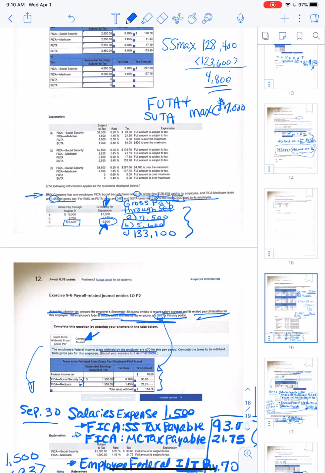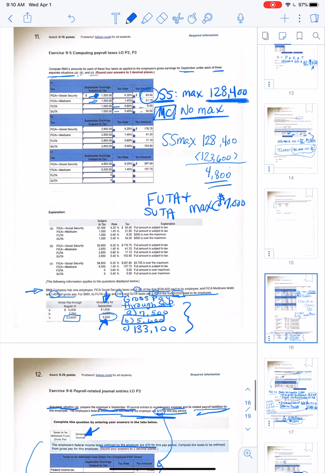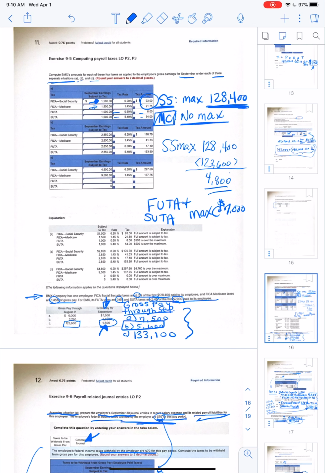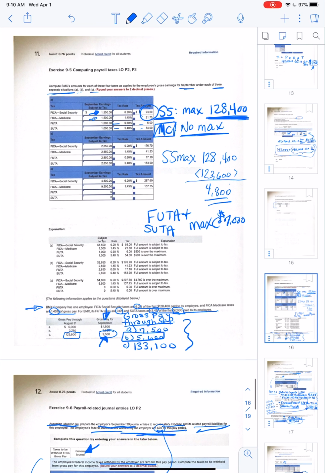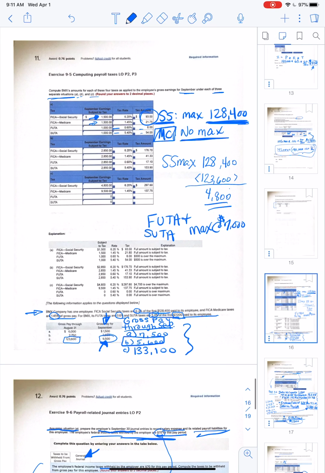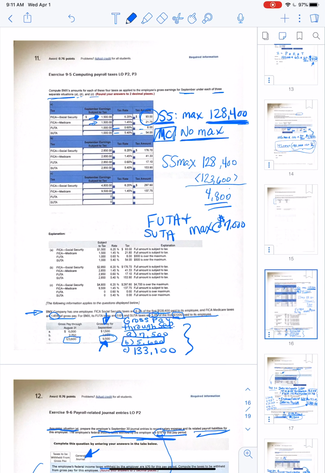Once again, and I didn't mention this in 11, so I'm going to go back real quick and just mention this. If you get a question like this on the exam, and if you do, I'll let you know well in advance that this will be a question you will have, so you'll have plenty of time to prepare for it. But the very first thing I think you need to do is what we did here, which is draw out this gross pay through September.